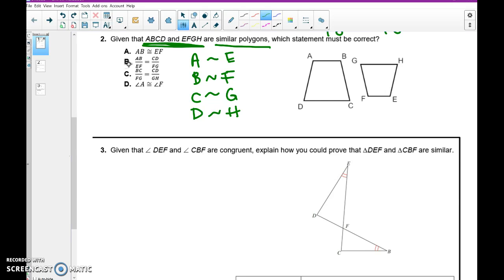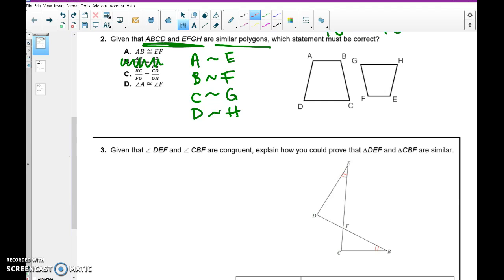Let's check part B. Does AB match with EF? We already checked that. What about CD? Well, CD should go with FG. Well, that's not what I have here. I have CD should go with GH, so I'm going to scribble out that guy. I know it's not even right because the letters don't match. Like I said, do not look at the picture to help you match. Look at the letters.